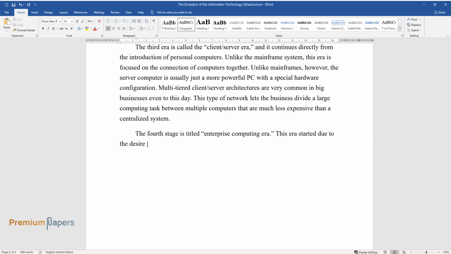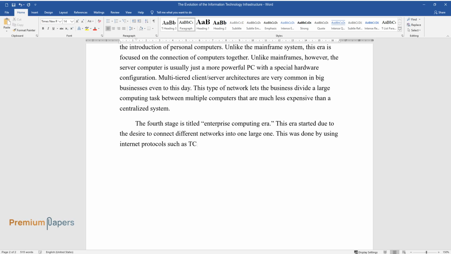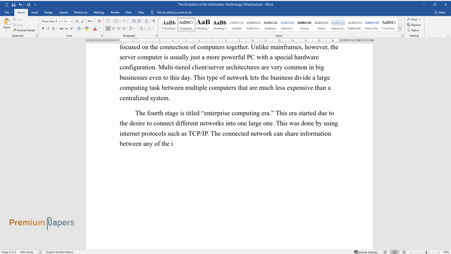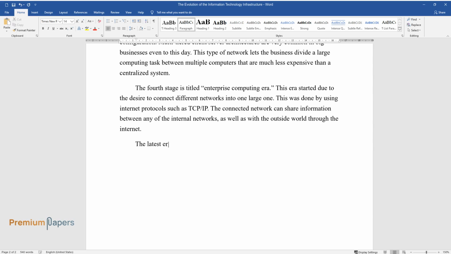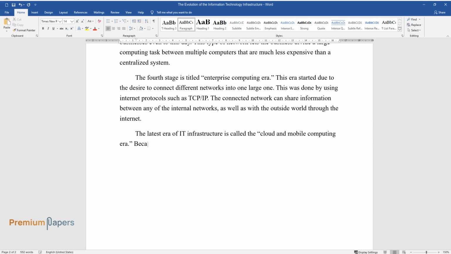This era started due to the desire to connect different networks into one large one. This was done by using Internet protocols such as TCP/IP. The connected network can share information between any of the internal networks, as well as with the outside world through the Internet. The latest era of IT infrastructure is called the cloud and mobile computing era.